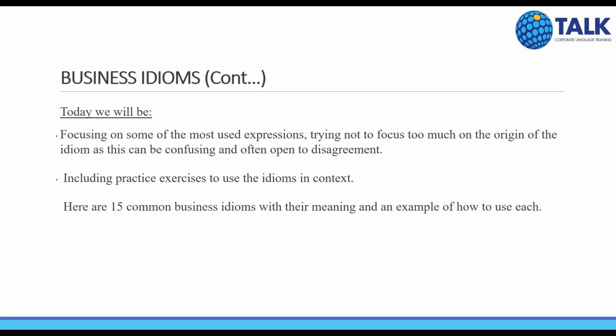Okay, so today we'll be focusing on some of the most used expressions, trying not to focus too much on the origin of the idiom, as this can be confusing and often open to disagreement. Matter of fact, there may be a lot of people who would argue with me about what P's and Q's mean. But be that as it may, I've also included some practice exercises so that you can see the idioms used in context, which means that you would understand what the meaning of that idiom is in a sentence. So let's start with 15 business idioms with their meaning and an example of how to use each.